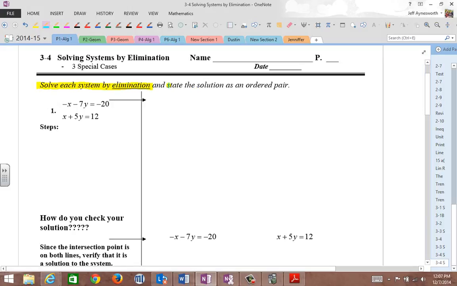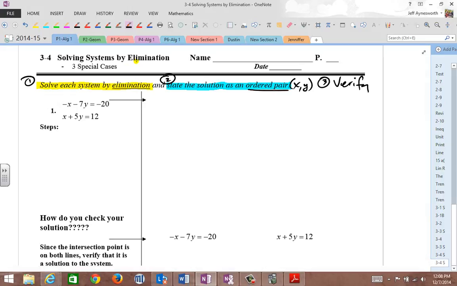Secondly, we're going to state the solution as an ordered pair, and we're also going to verify the solution as well. So number one, we're going to solve it. Number two, we're going to state it as an ordered pair, which means x comma y. And then third, we're going to verify and check the solution here. We can also check this on the TI-83 or some graphing software. So we're going to do a lot. Let's go ahead and get started here.